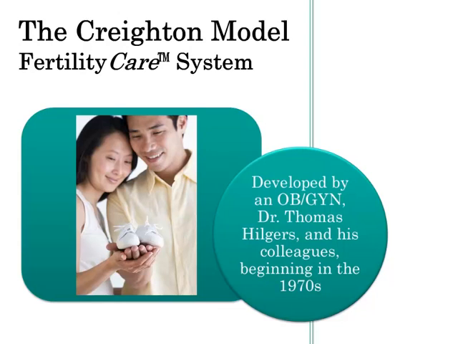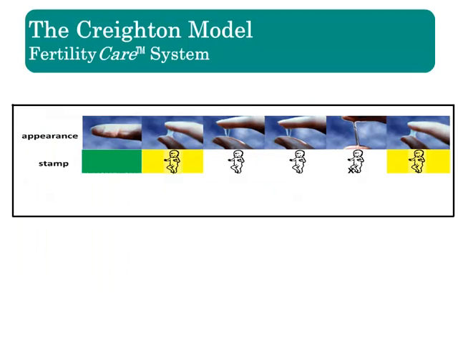Creighton Model Fertility Care System. Another cervical mucus method that is similar to the Billings ovulation method is the Creighton Model Fertility Care System, or Creighton Model, developed by an OBGYN, Dr. Thomas Hilgers, and his colleagues beginning in the 1970s. As with Billings ovulation method, the user characterizes and records the presence and quality of cervical mucus.